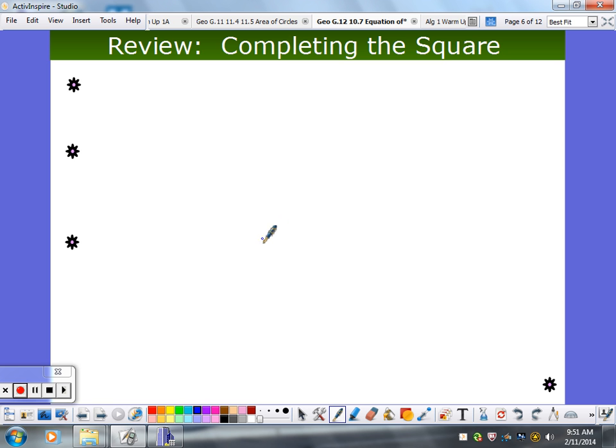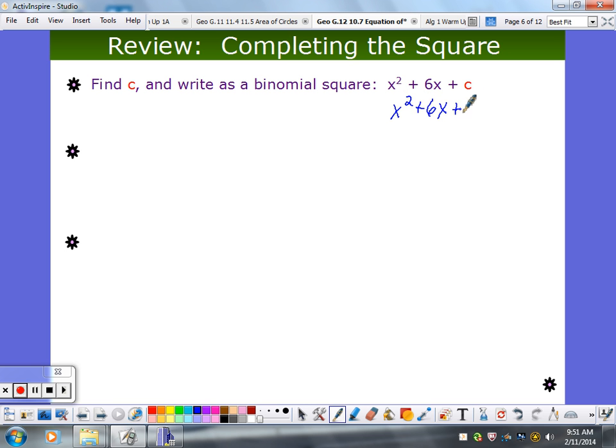Yes. Completing the square, remember that? We just reviewed it, didn't we? If you have x squared plus 6x and I want to make this a perfect square binomial, what is c's value going to be? Yes? 9. How do you get it? Half it and square it. Half of 6 is 3. 3 squared is 9. And remember how do you write this as something squared?